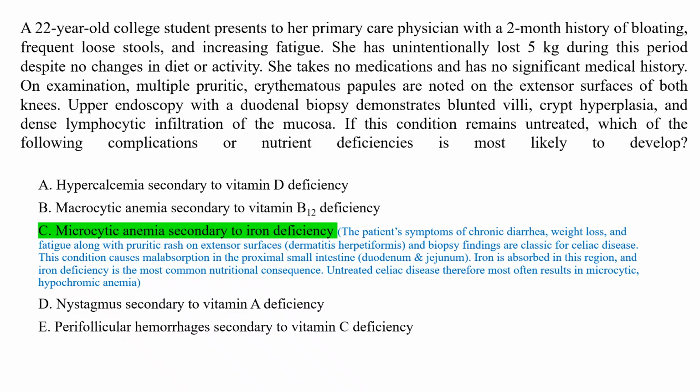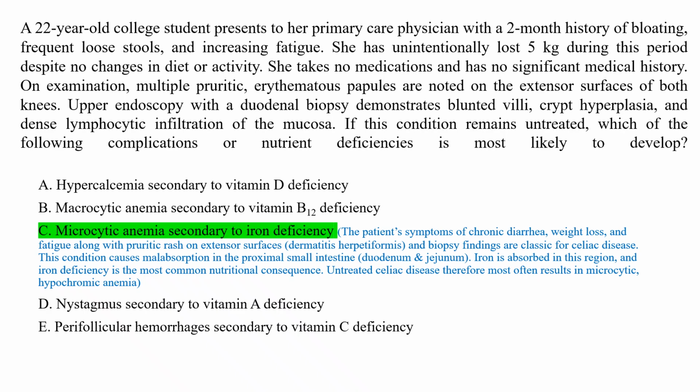The correct option here would be C. Microcytic anemia secondary to iron deficiency, and that is because this patient's symptoms of chronic diarrhea, weight loss, and fatigue, along with pruritic rash on extensor surfaces and a biopsy finding, are classic for celiac disease.